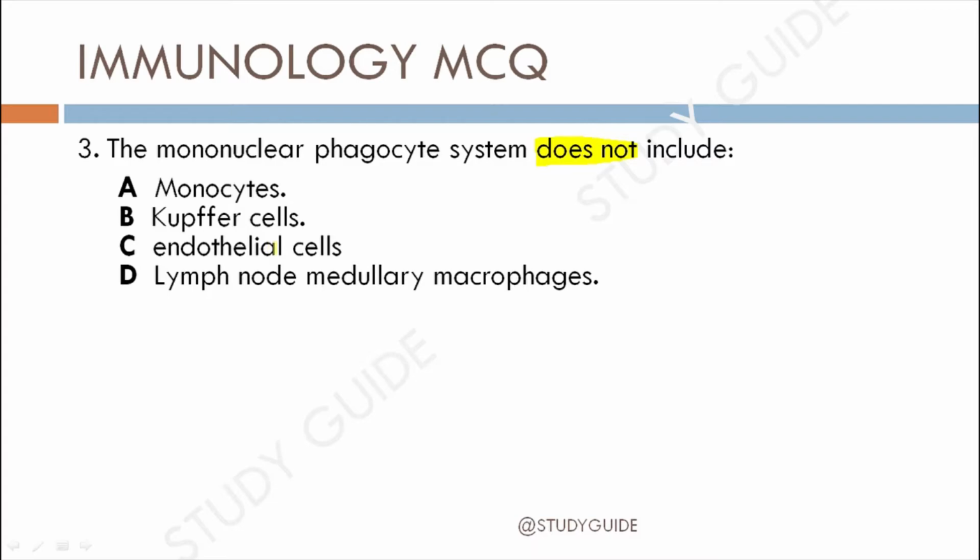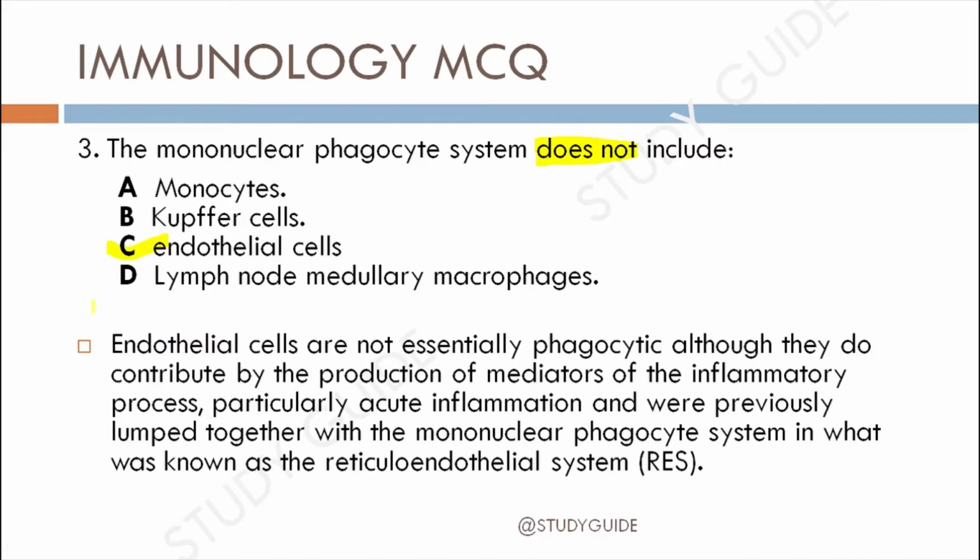The correct answer is endothelial cells, because these endothelial cells are not essentially phagocytic, although they contribute by the production of mediators of the inflammatory process, particularly in acute inflammation, and were previously lumped together with the mononuclear phagocyte system in what was known as the reticuloendothelial system, that is RES system. So our answer is option C, endothelial cells.